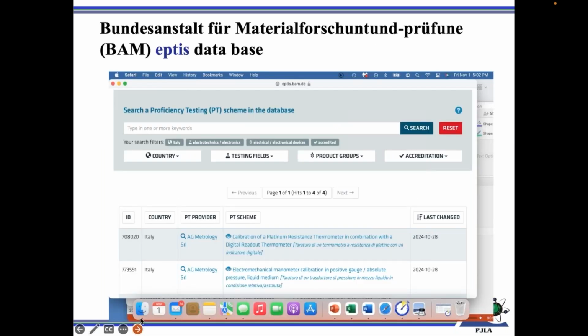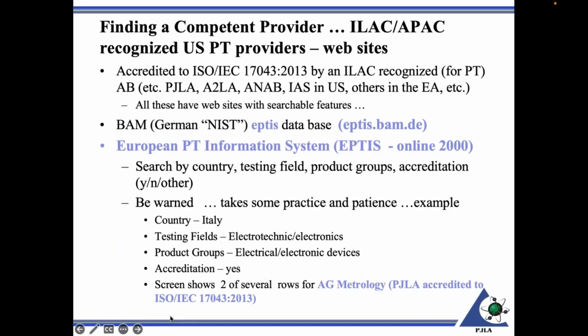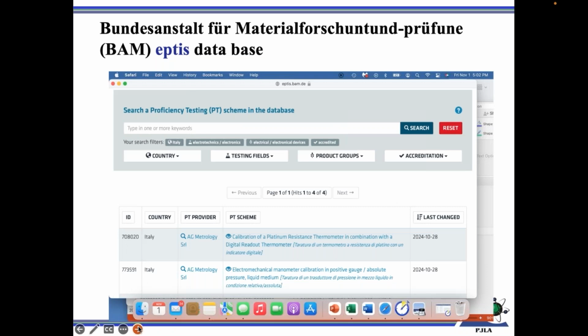So what I got here, if you look, is several rows, because it has the individual items. I'll admit I picked a softie for this, because this is what the screen looks like. It tends to put about four on a screen, and it's got an arrow tab, so if there are 16, you can go four groups of four. In this case, it says in Italy there's this company called AG Metrology, and they offer PT with a calibration of a platinum resistance thermometer in combination with a digital readout. They offer electromechanical manometer calibration, positive gauge and absolute pressure, liquid medium, etc.